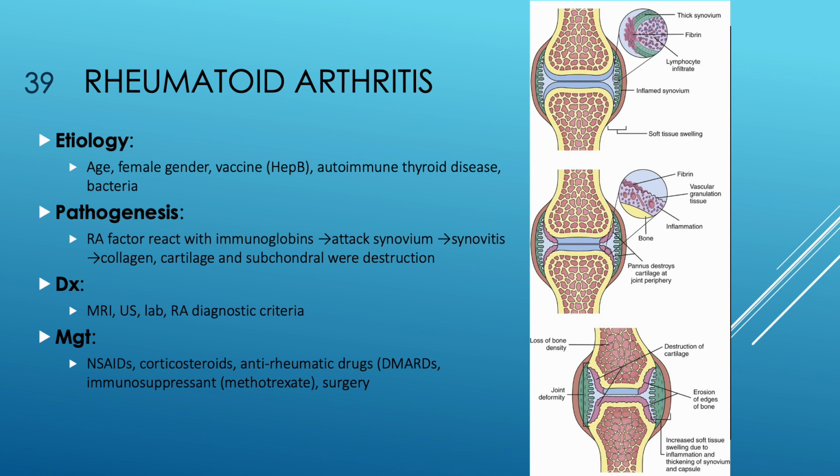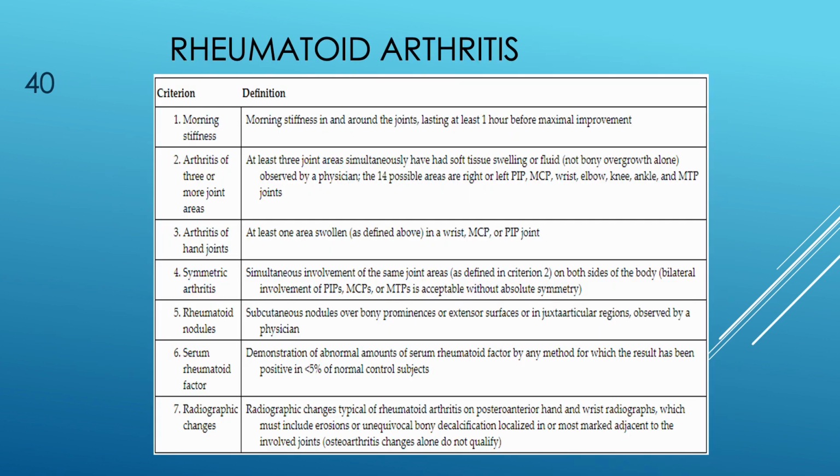Management includes NSAIDs, corticosteroids, disease-modifying anti-rheumatic drugs, immunosuppressants, and surgical interventions, including joint replacement for severe cases. Here's the criteria for rheumatoid arthritis in helping to diagnose RA.